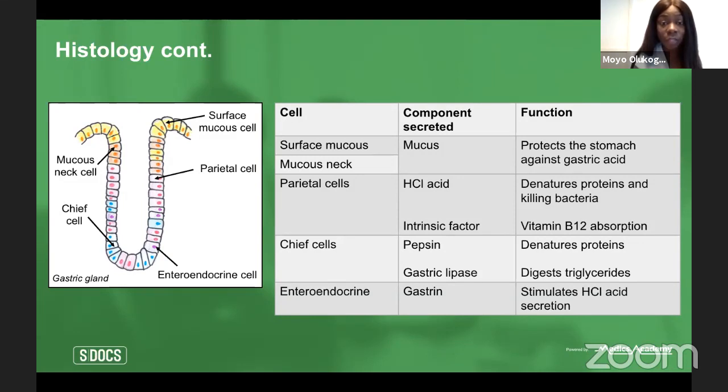Next, we have the parietal cells shaded in pink. These secrete hydrochloric acid, which denatures protein and kills bacteria. They also secrete intrinsic factor, which is important for the absorption of vitamin B12. Finally, we have chief cells shaded in blue. These secrete pepsin, which also denatures proteins, and gastric lipase, which digests triglycerides. Our final cell is the enteroendocrine cell, and this secretes a hormone called gastrin. This stimulates the production and secretion of hydrochloric acid.